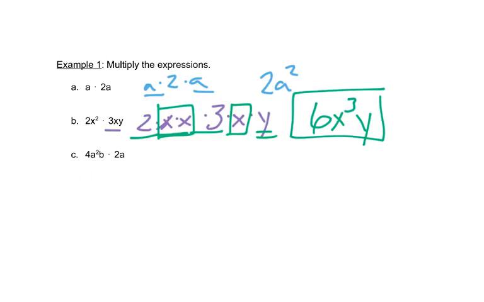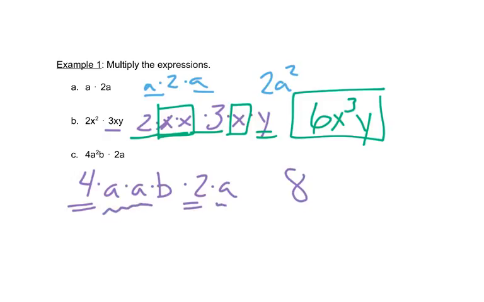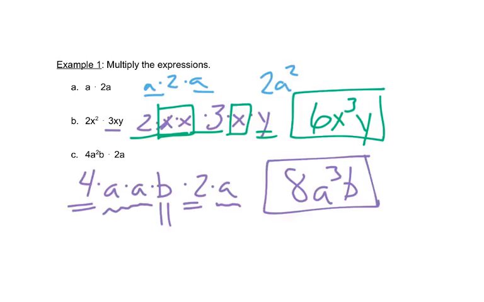This part C, this really means 4 times a times b, and then times 2 times a. So the 4 times 2, we get 8. Here we have a, and a. That's 3 a's. That'd be a cubed. And then a b on the end. 8a cubed b. And we usually write the letters in alphabetical order. So the a before the b, the x before the y.